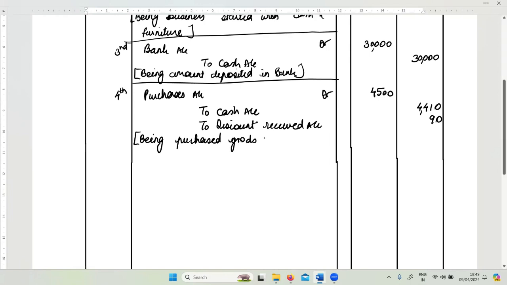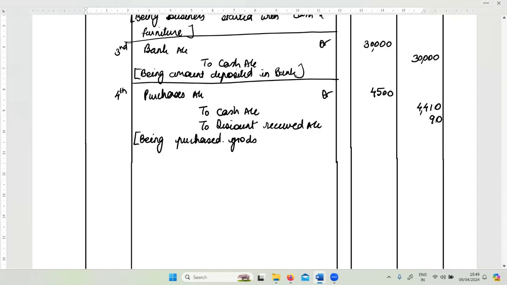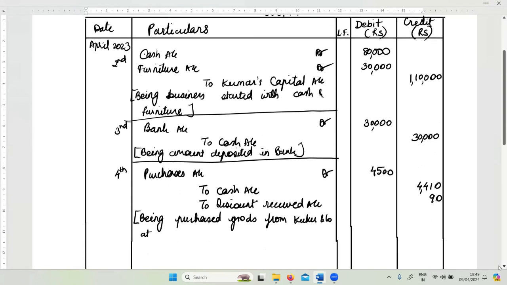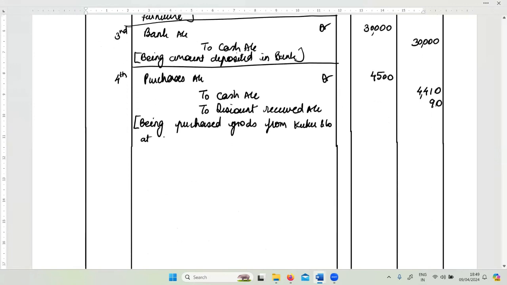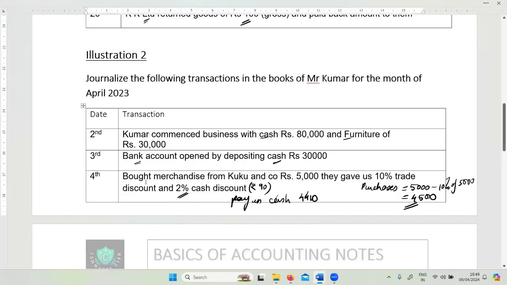Merchandise means basically goods only. Purchased goods from Cuckoo and Company at what is the rate of trade discount? 10%. At 10% trade discount and 2% cash discount. So this is how we write the trade discount and cash discount combined journal entry. Fine. Now let's proceed next.